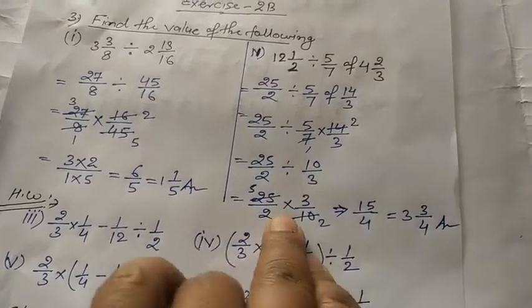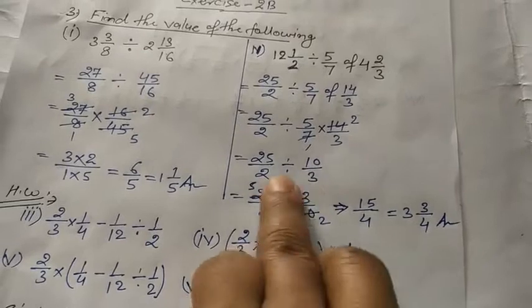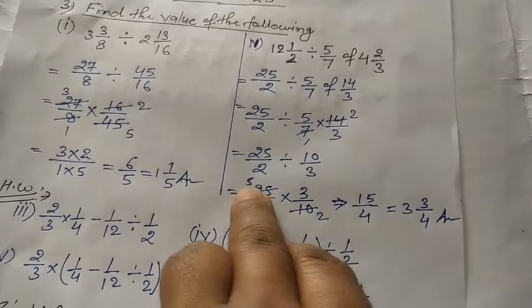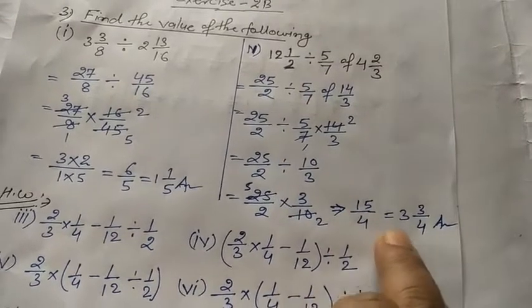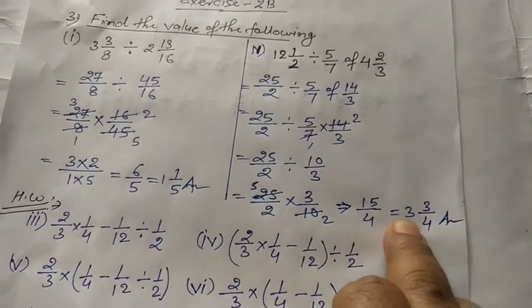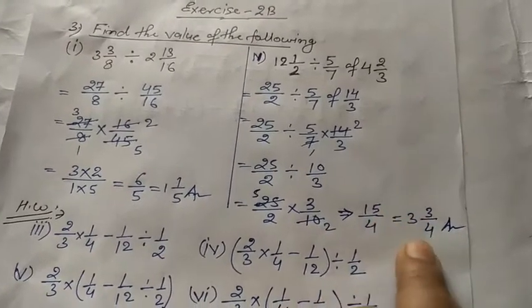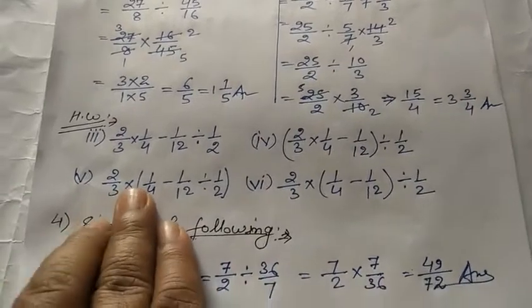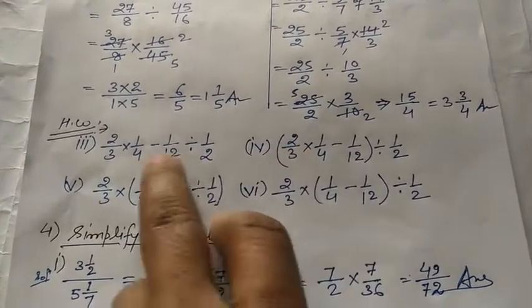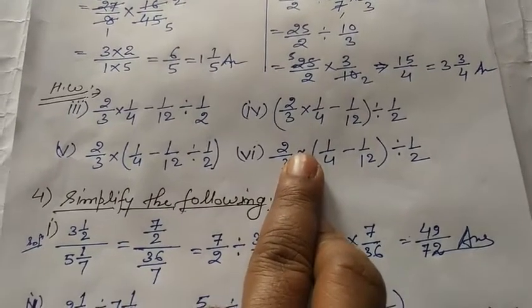Now divide changes into multiply and write the reciprocal of this number, and after that we simplify. 5 5s are 25 and 5 2s are 10. Then it gives 15 by 4, and 3 4s are 12 and 3 5s are 15. So it is 3 whole 3 by 4. This is our required answer. So on the basis of this explanation, now you can solve questions 3rd, 4th, 5th and 6th properly. Okay.